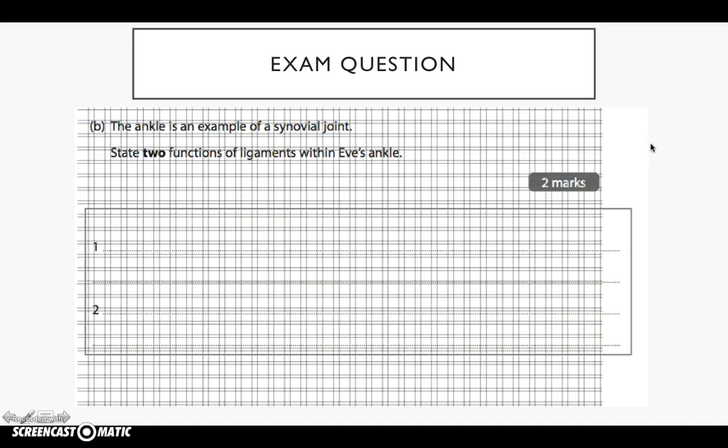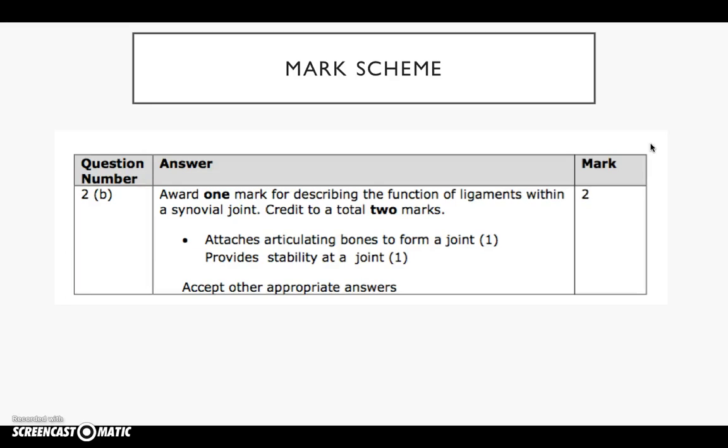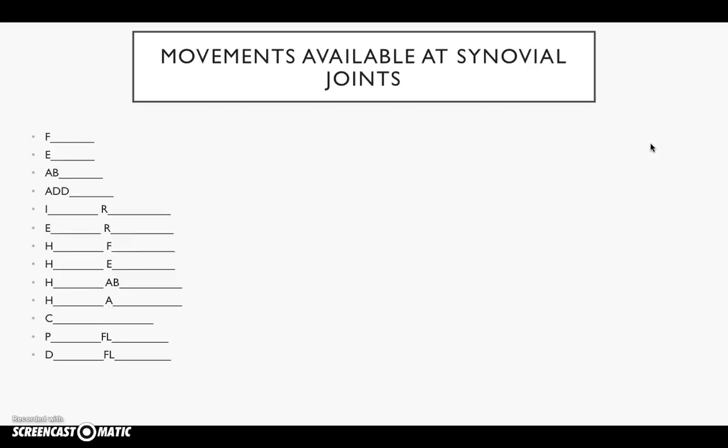So here we have an exam question for you. The ankle is an example of a synovial joint. State two functions of ligaments within Eve's ankle. So if you could just pause and answer that. This is what you should be getting. It attaches articulating bones to form a joint, i.e. connects bone to bone, provides stability at the joint.